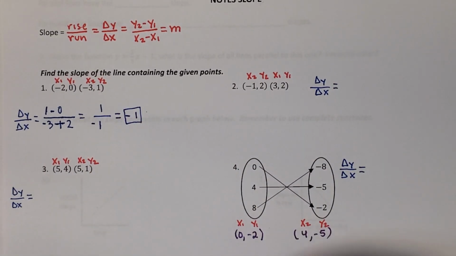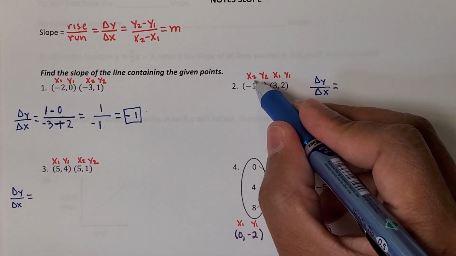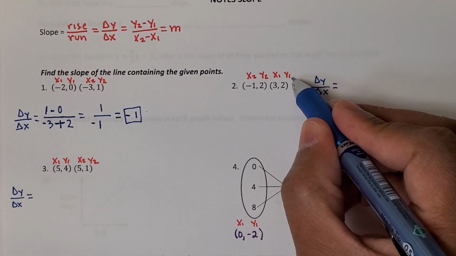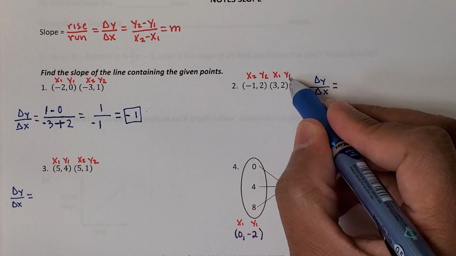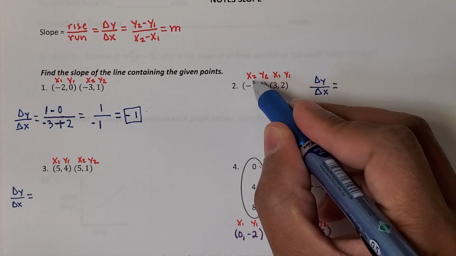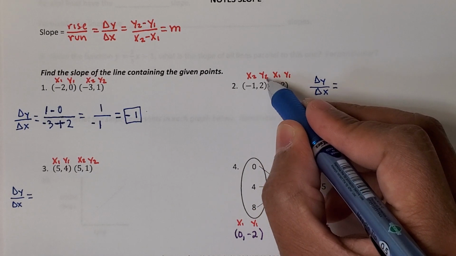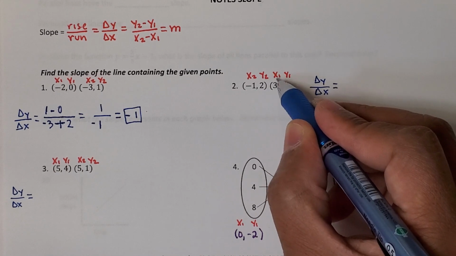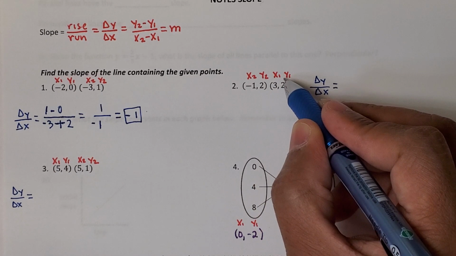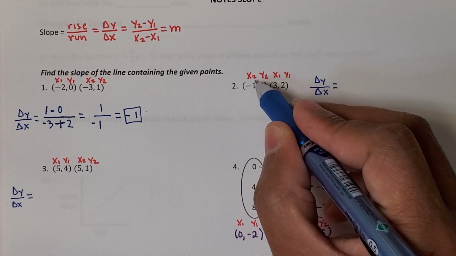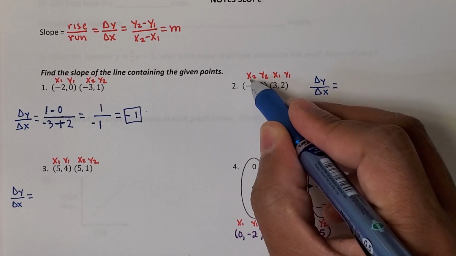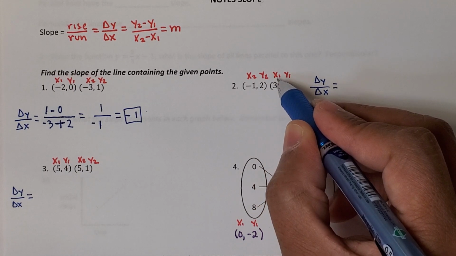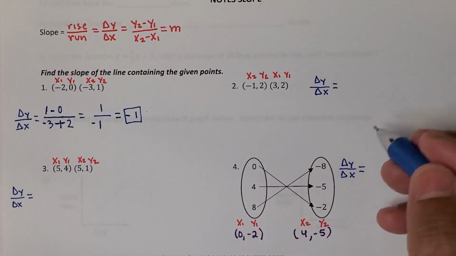Now, on the next example, notice that I switch x2, y2, x1, y1, and that's because you can do that, as long as you're consistent. Don't mix x2 with y1 and x1 and y2. As long as you don't mix them up, you can. It doesn't matter how you place them. So this could be x2, y2, x1, y1, or x1, y1, and x2, y2. Just be consistent.